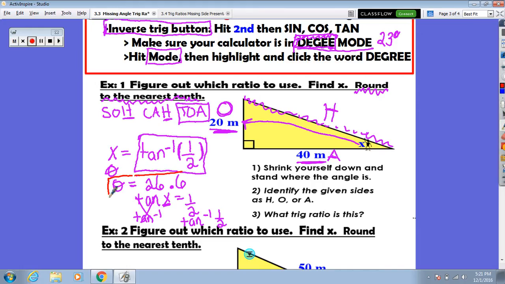Okay, so notice the only thing that's new here is once we set up our function, we're just going to end up doing the inverse of whatever our trig ratio was. And that is my answer. So theta, or x, depending on which variable you use, is 26.6.